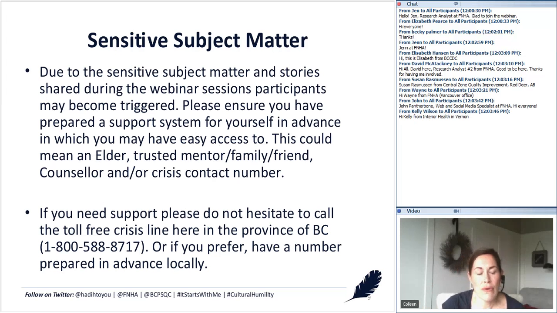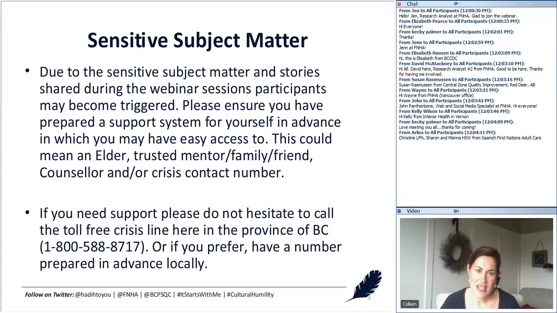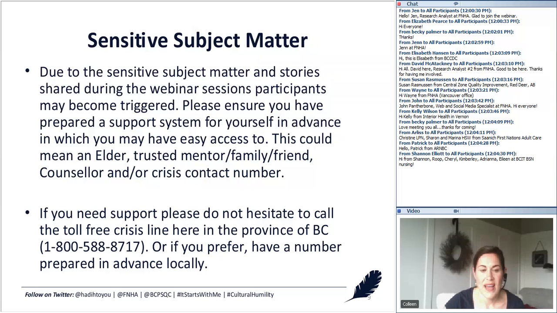Great. So just before we do start, due to the sensitive nature of some of the subjects that are shared during webinar sessions, participants may be triggered. So we really want to remind people to make sure they've got any supports around they may need, such as an elder, a trusted mentor, a family member, or a friend. We want to emphasize that if you do need support, please don't hesitate to call the toll-free crisis line here in the province, and that number is provided on the slide as well today.